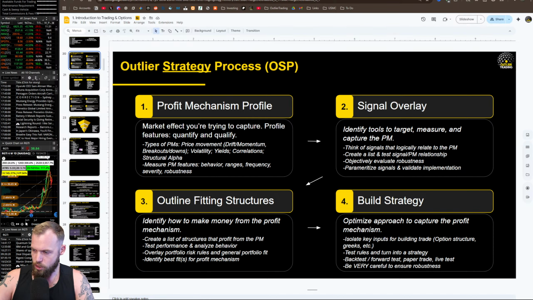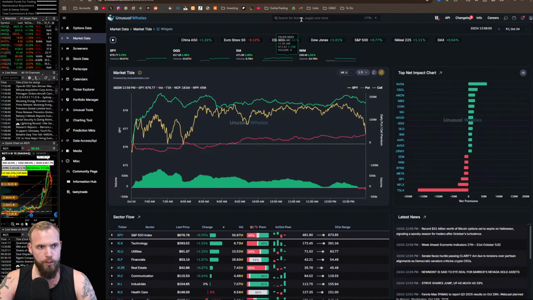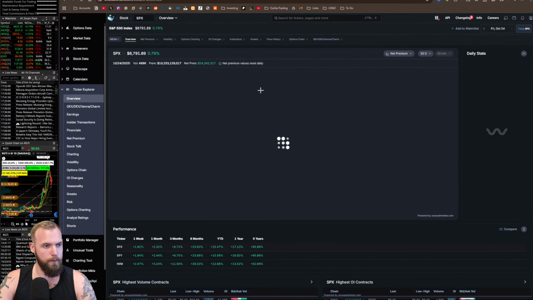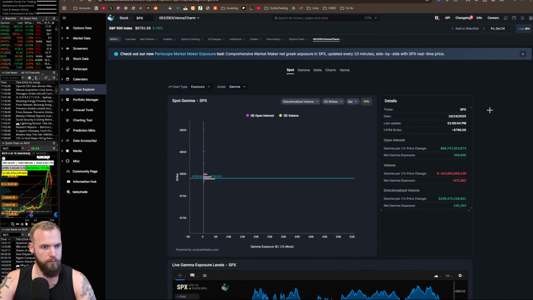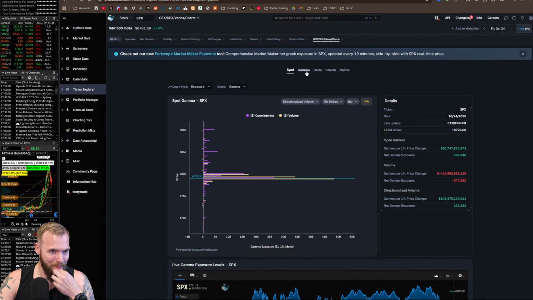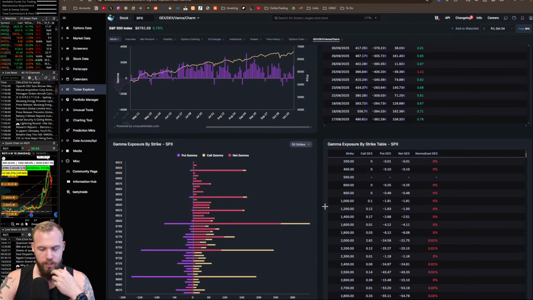Okay, so Splashy Sam says gamma profile visualized in updated volume profile. Oh, yeah, okay. So you're talking stuff like this. We would just call that GEX. Like this. We can visualize GEX a bunch of different ways, like this.